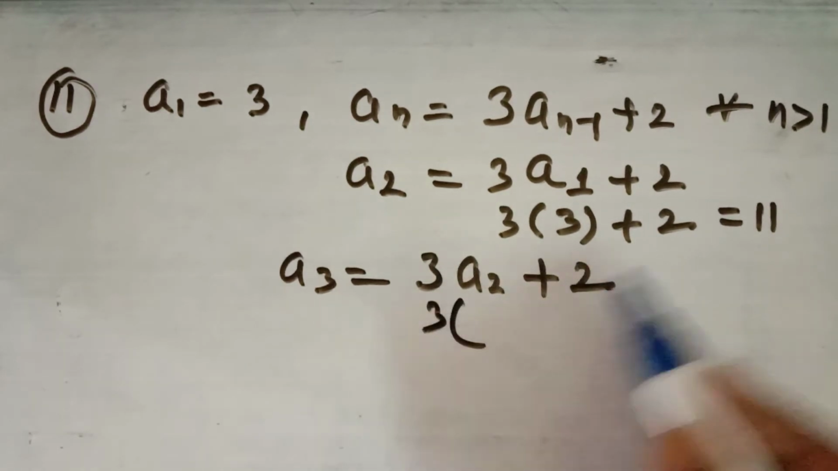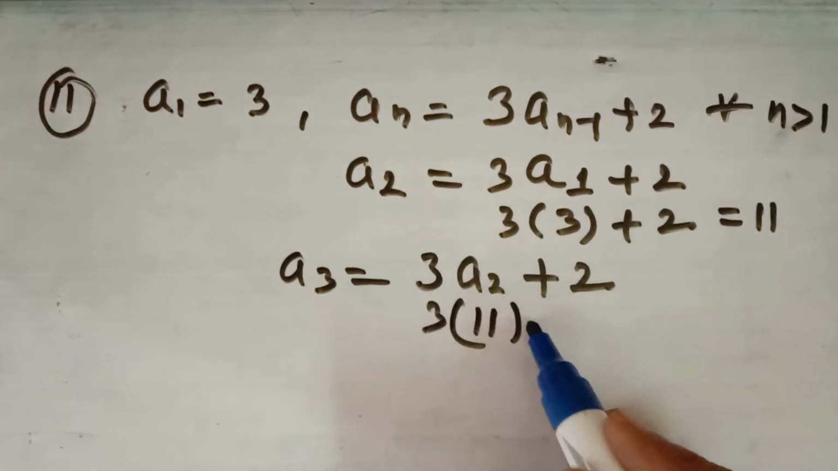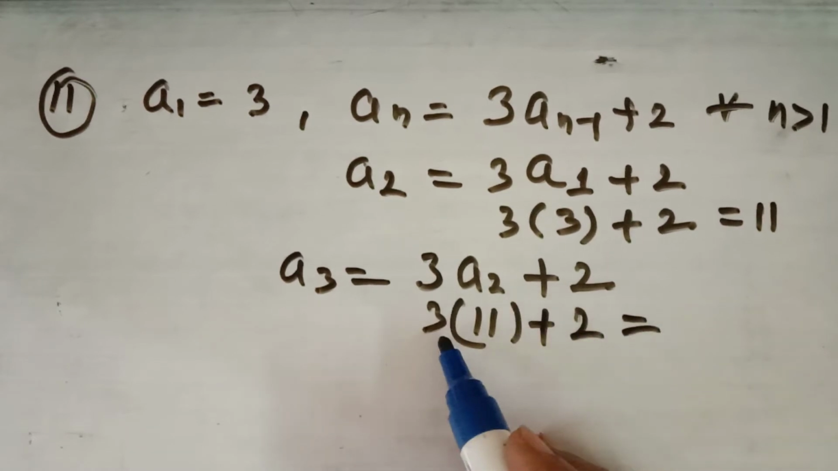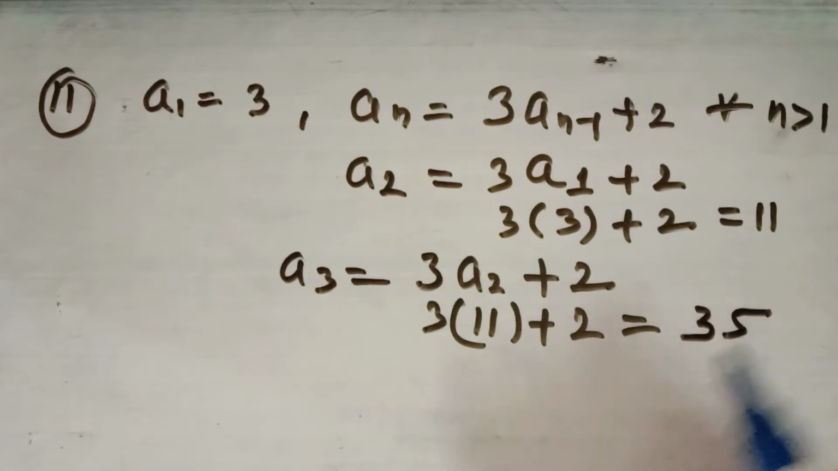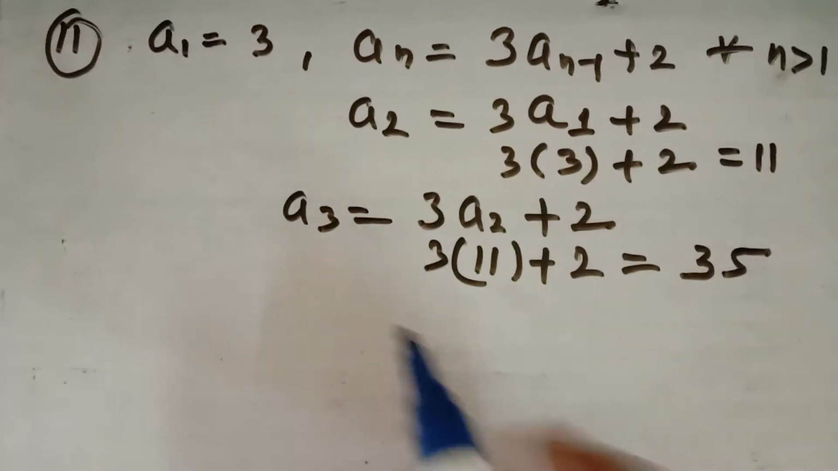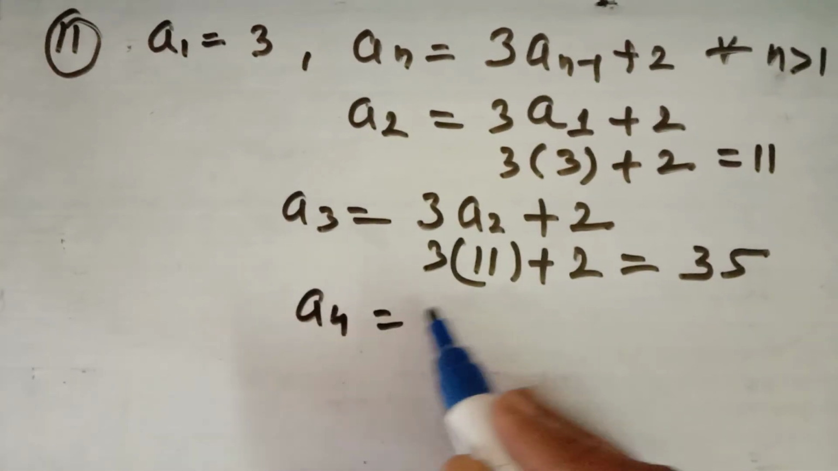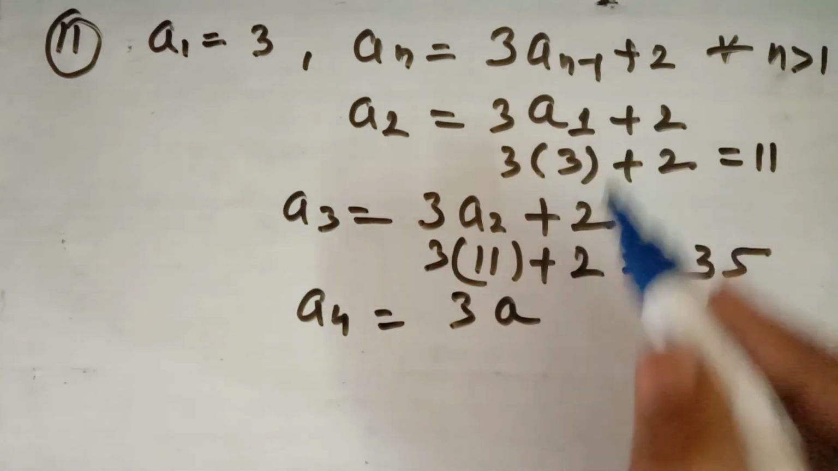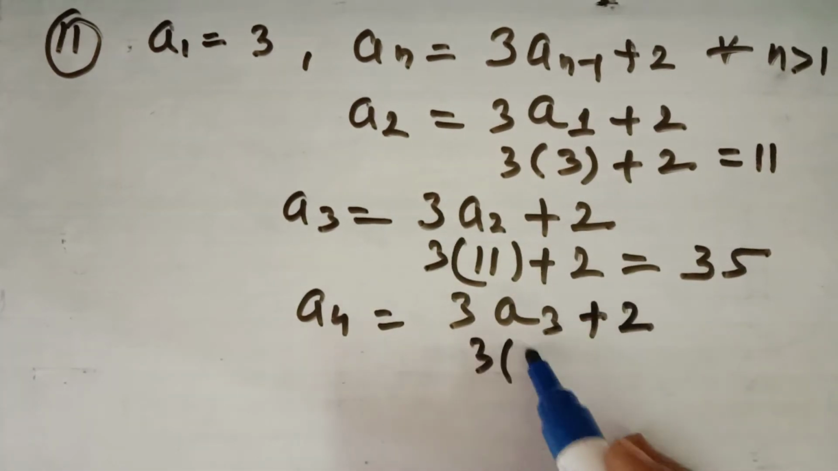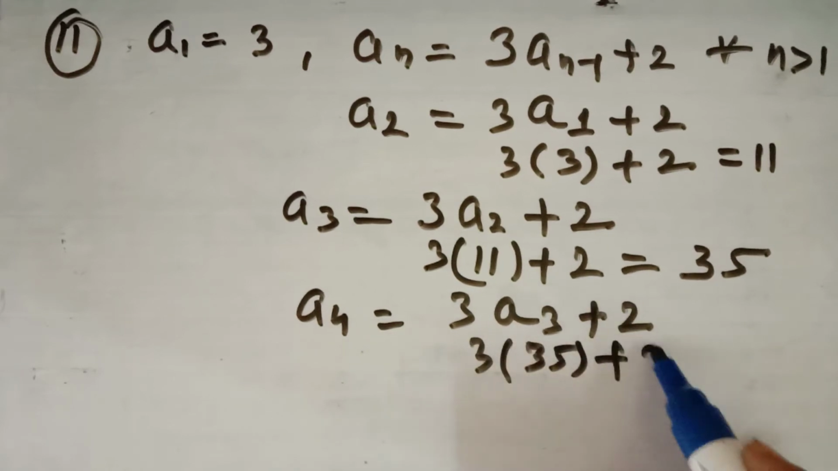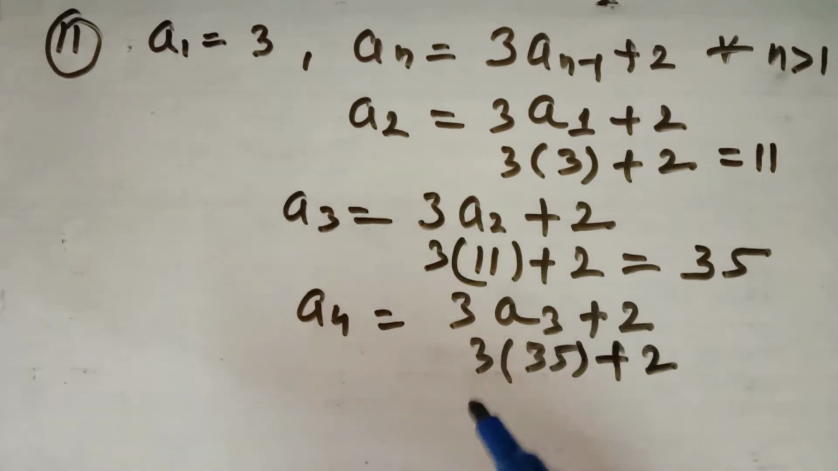Now a2 we have already found out. So 11 plus 2, that is 3 into 11, 33 plus 2, it will be 35. Similarly a4. Now a4 will be 3a, 4 minus 1, that is 3 plus 2. So it will be 3 into 35 plus 2. It means to find any term you need the previous term also.